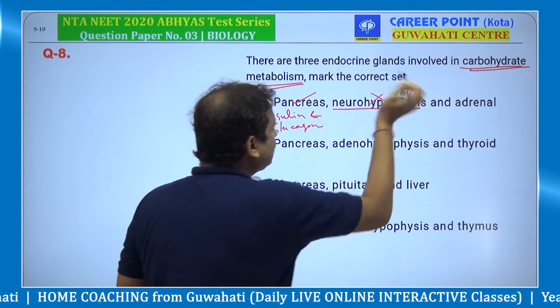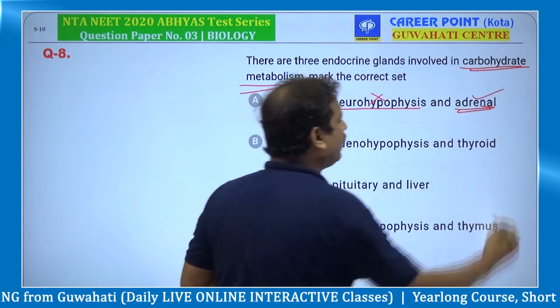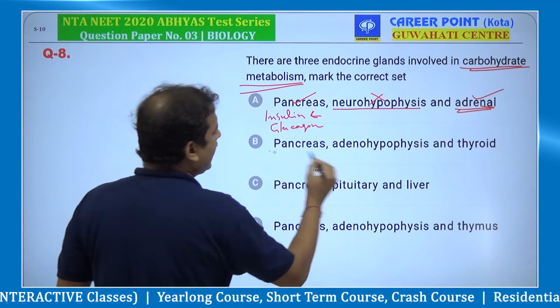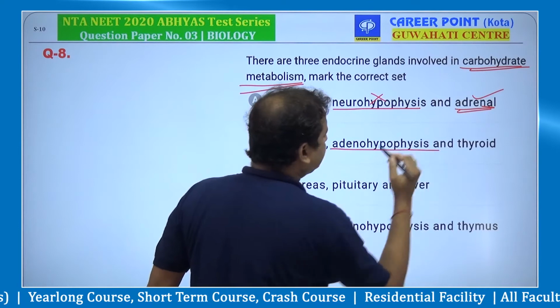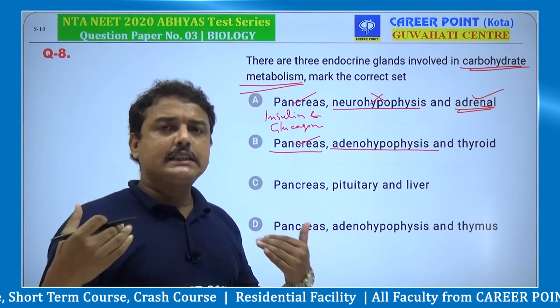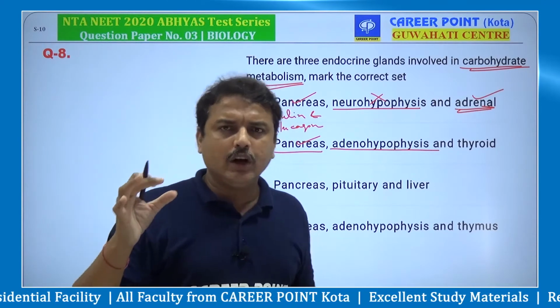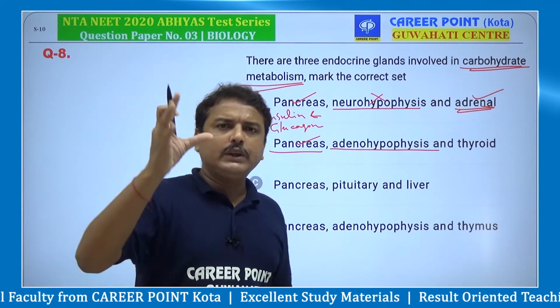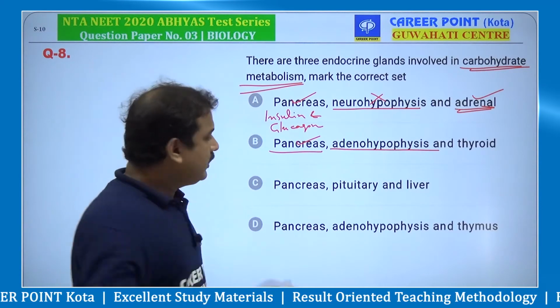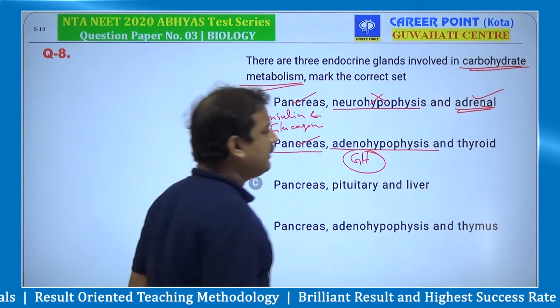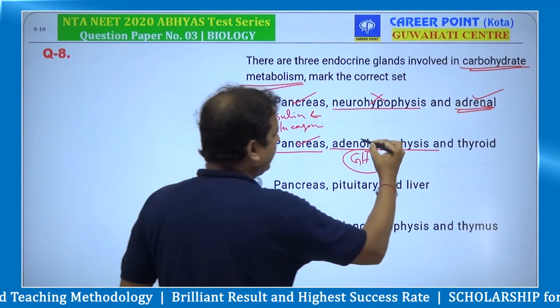So that answer is wrong. Adrenal, yes, adrenal has a role in carbohydrate metabolism, but option A is wrong. Now here you see, pancreas, yes, of course, adenohypophysis. The adenohypophysis secretes 6 hormones: growth hormone, adrenocorticotropic hormone, thyroid stimulating hormone, follicle stimulating hormone, luteinizing hormone and prolactin. Out of these, growth hormone is responsible for carbohydrate metabolism. So here adenohypophysis is correct.